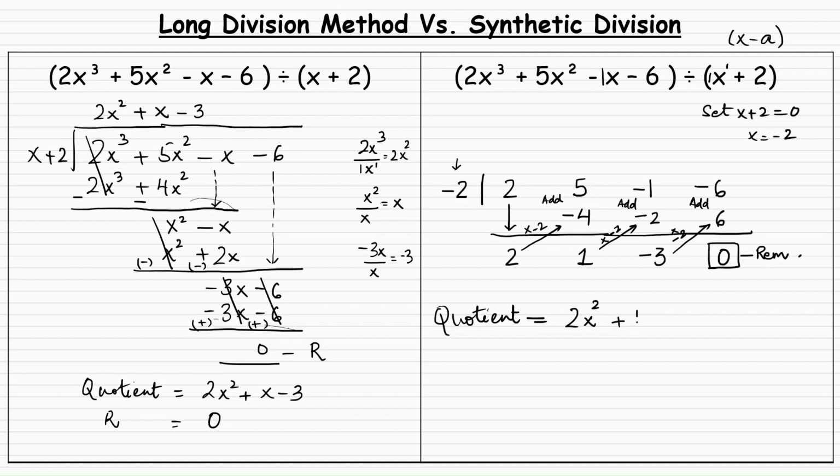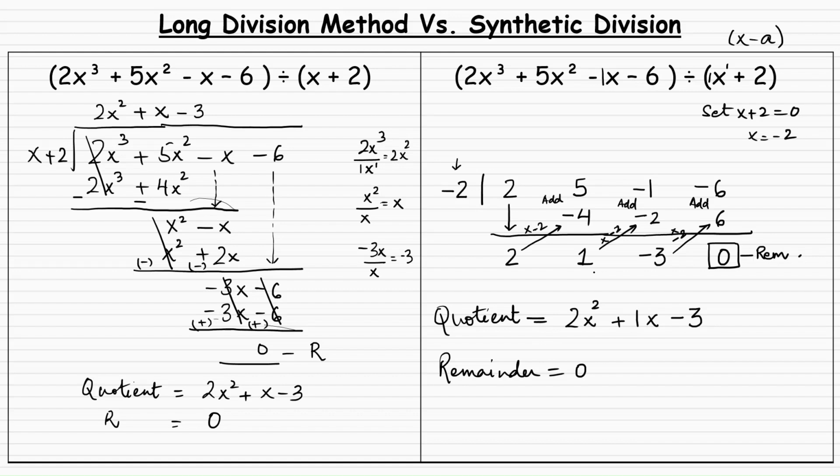Plus 1x. If this is x square, now the exponents are decreasing, so this will be 1x, x1. Next is minus 3. And that is my quotient, and my remainder is 0. Compare the answers: 2x square plus 1x minus 3, 2x square plus 1x minus 3. The answers are the same. The remainder is 0.